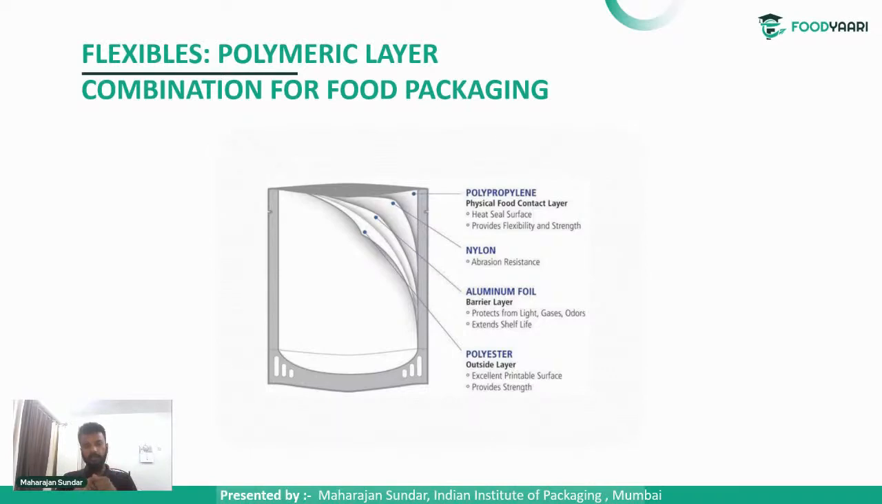the nylon film layer will act as an abrasion resistance between the aluminum foil and the polypropylene layer, which is the food contact layer, and the polypropylene layer will act as the heat seal surface. It provides the flexibility and strength that the package requires.